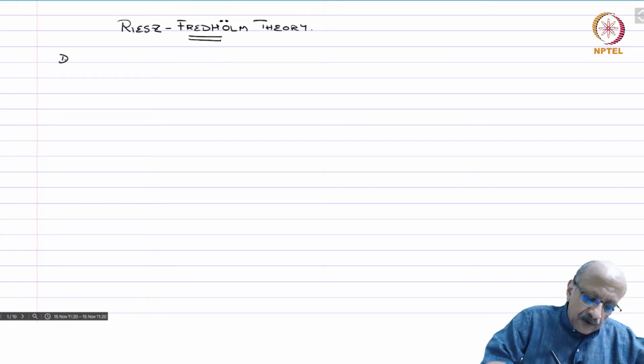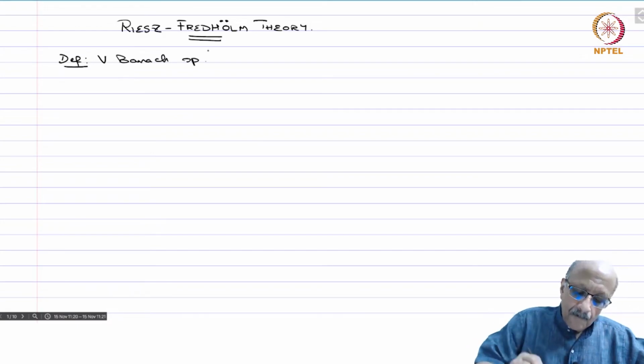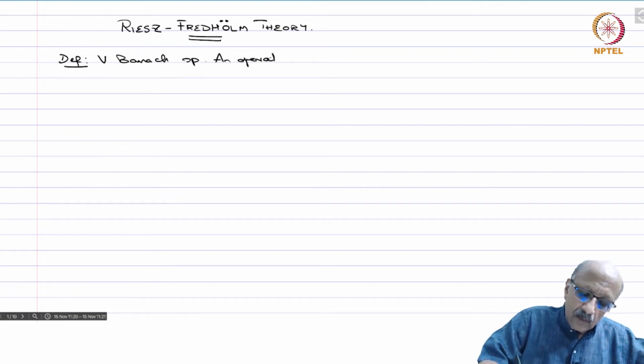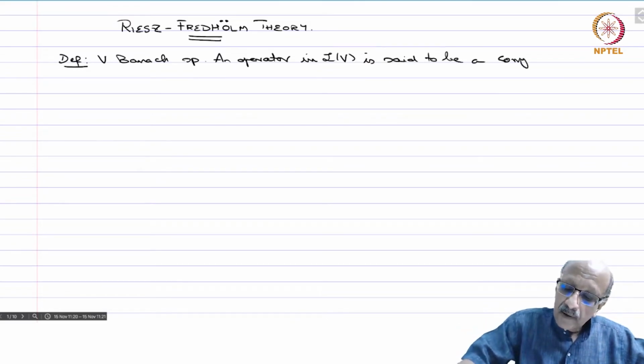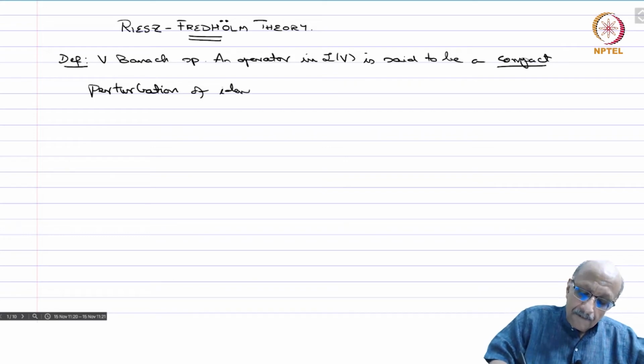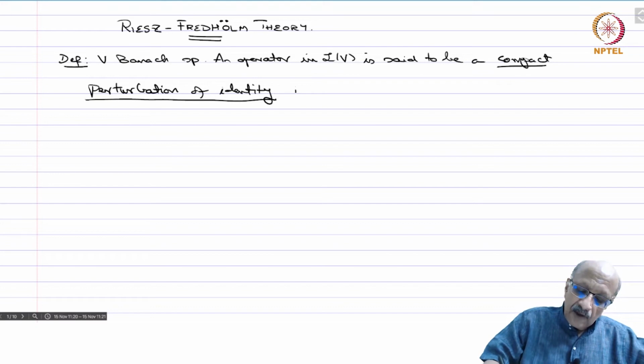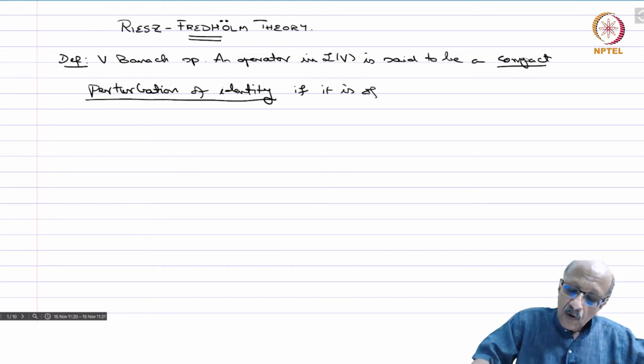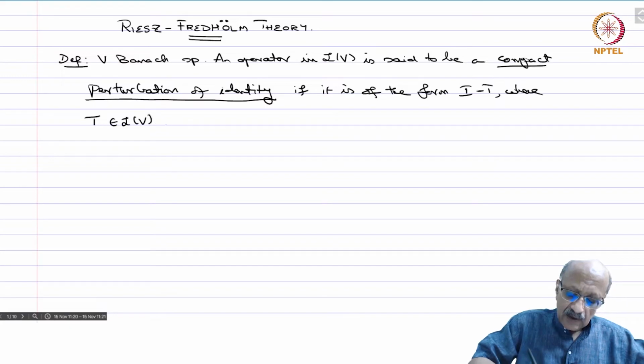So, definition: V is a Banach space. An operator in L(V) is said to be a compact perturbation of identity if it is of the form I minus T, where T in L(V) is compact.